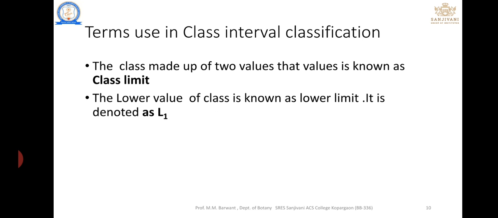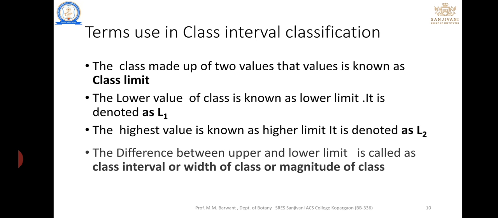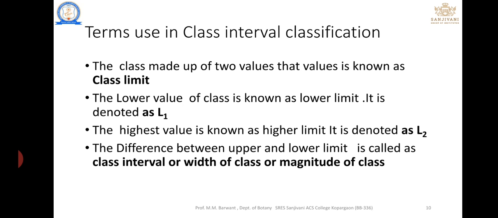Then the lower limit and the higher limit. The lower value is known as the lower limit and the higher value is known as the higher limit. The difference between the upper limit and the lower limit is called the class interval, or width of class, or magnitude of a class. Three terms we have to see: first, class limit; second, lower limit; third, upper limit or higher limit; fourth, the class interval, width of class and magnitude of a class.